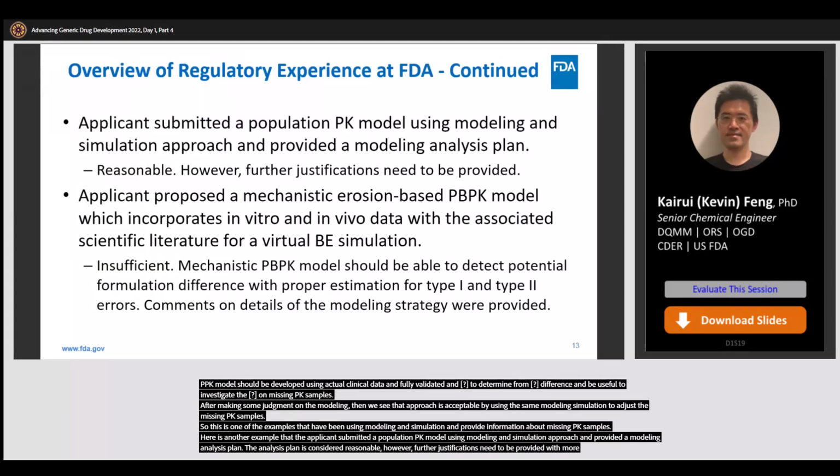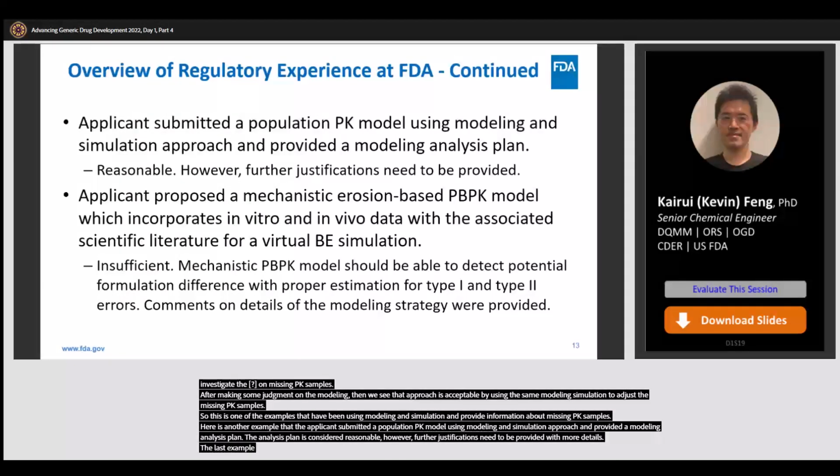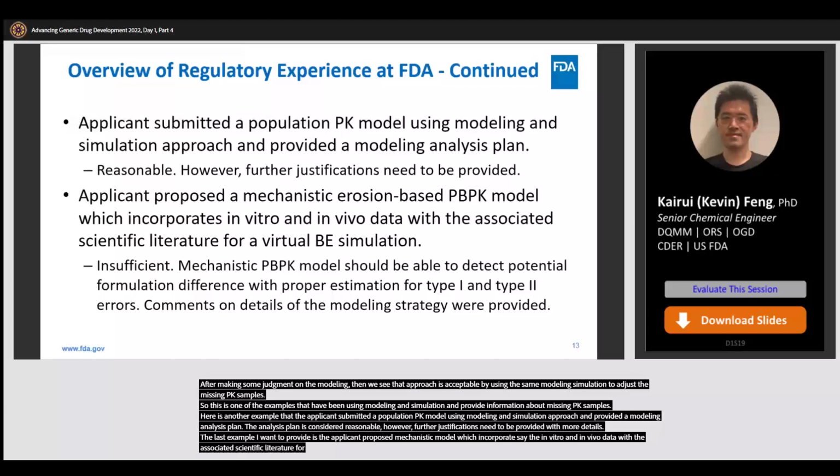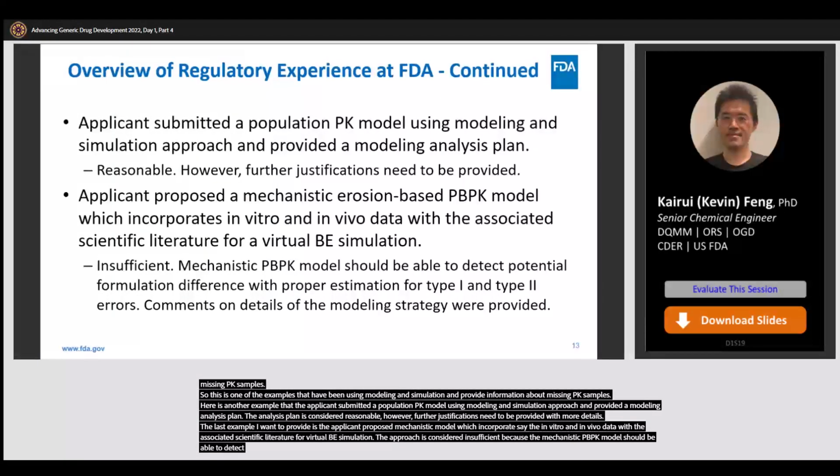The last example I want to provide is the applicant proposed a mechanistic erosion-based PBPK model which incorporates in vitro and in vivo data with the associated scientific literature for a virtual BE simulation. The approach is considered insufficient because the mechanistic PBPK model should be able to detect potential formulation difference with proper estimation for type 1 and type 2 errors. The comments on details of the modeling strategy were provided to the applicant.